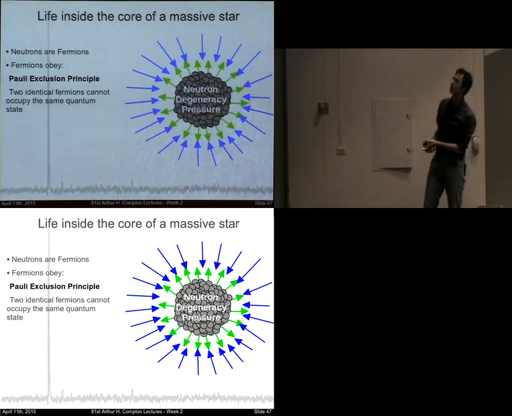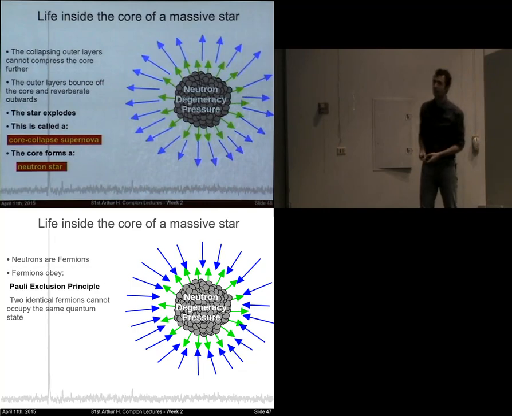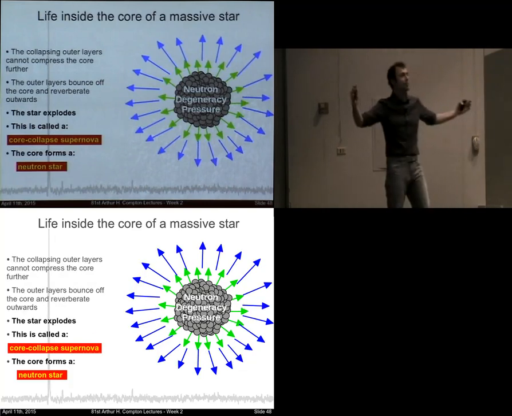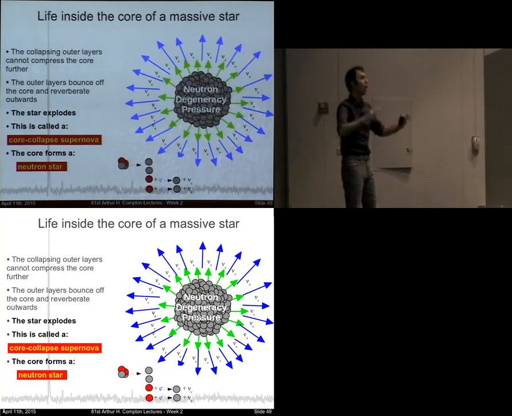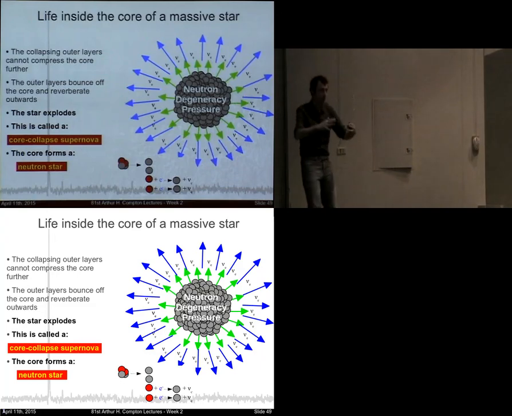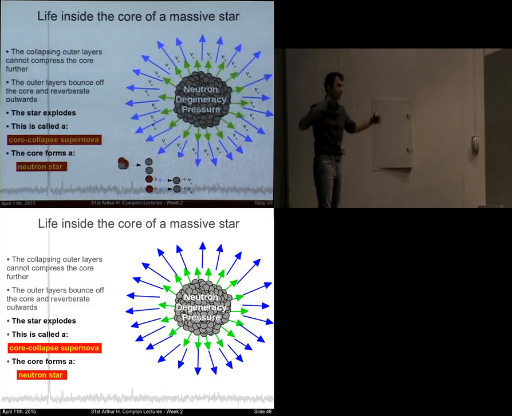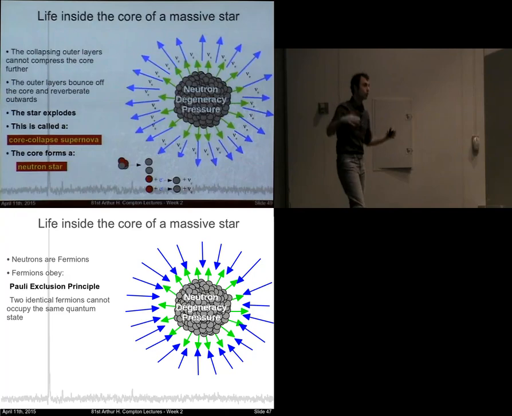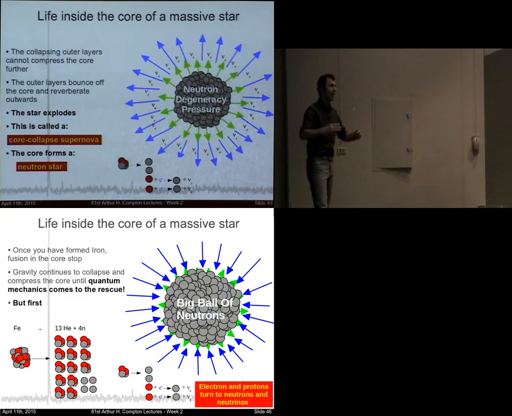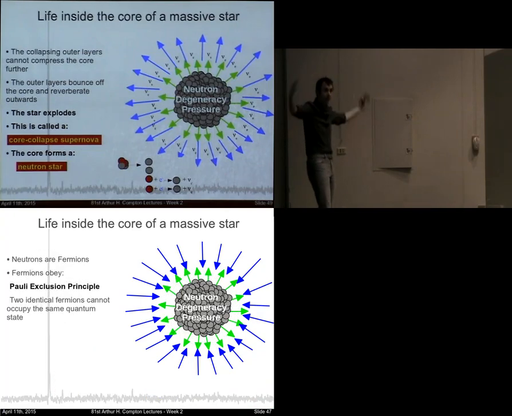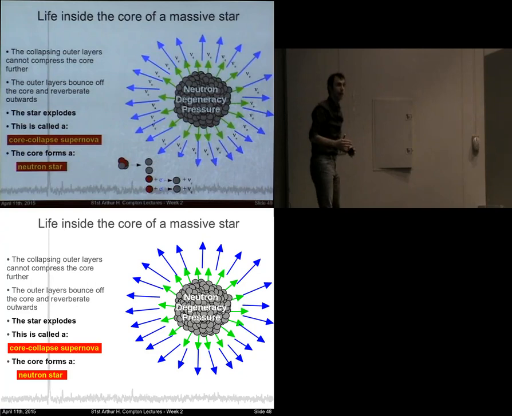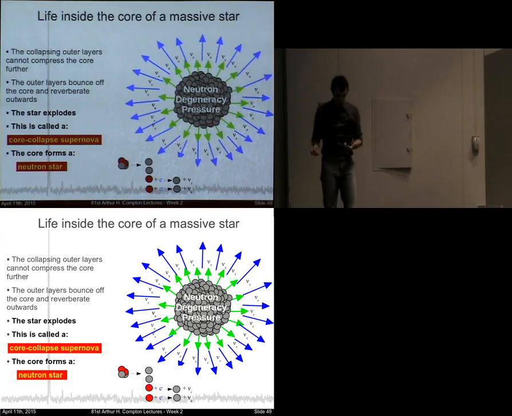Oh, come on. There we go. They bounce off. And so the collapsing material that was collapsing down onto the neutron star, so onto the ball of neutrons and compressing the neutrons, eventually when the neutrons reach this neutron degeneracy pressure state, they can't be compressed anymore. And the outer layers around the core that were compressing it down, they bounce off and they bounce out and make a supernova.